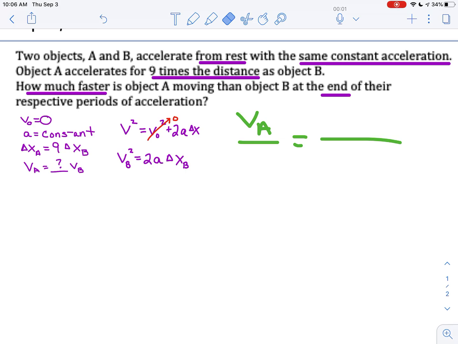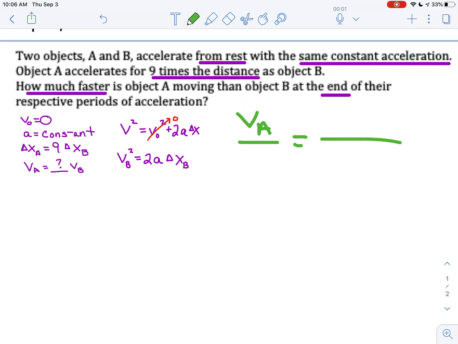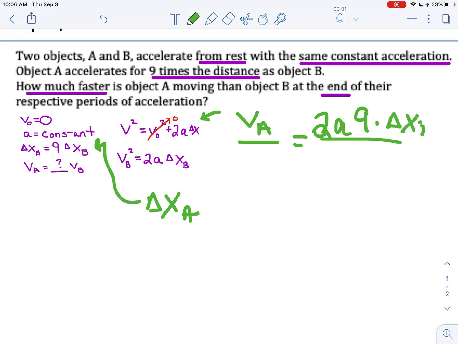So I'm just going to do different colors here to use as a reference. Actually, first, VA, using this first equation, is going to be 2 times the acceleration times delta x for A. But delta x for A is really 9 times the displacement for object B. Okay, now for VB, we already have it.